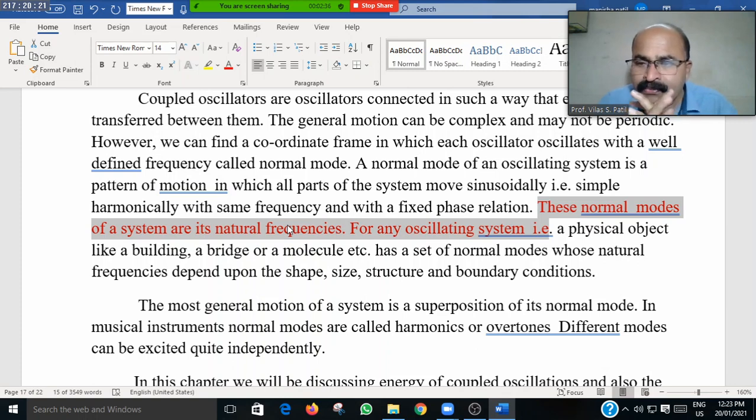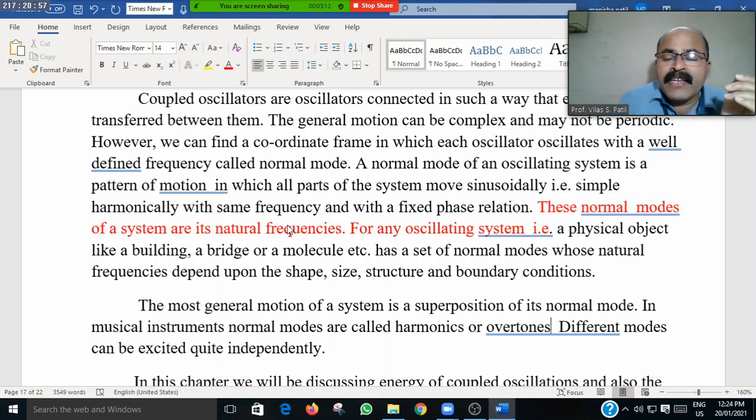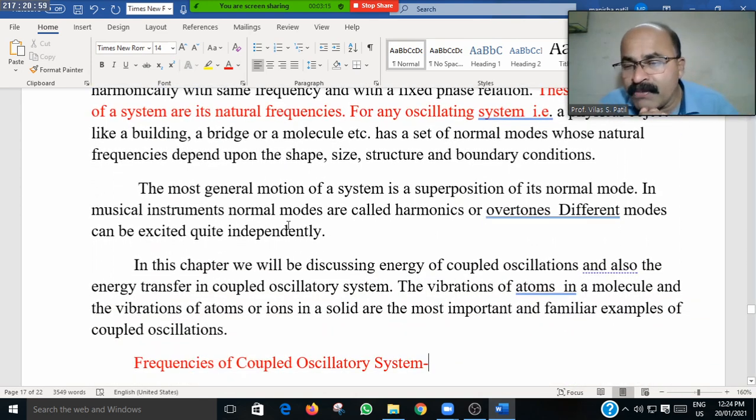condition. Friends, the natural frequency of any body which is under the SHM, inside the body there are atoms, and atoms are oscillating, means that they are exhibiting the SHM, and these physical objects like the building or the bridge or the molecule have set normal modes whose natural frequencies depend upon the shape, size, structure, and boundary condition of that material. That is, the most general motion of the system is the superposition of the normal modes.